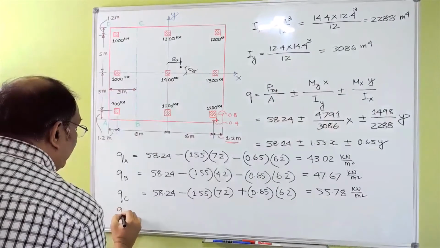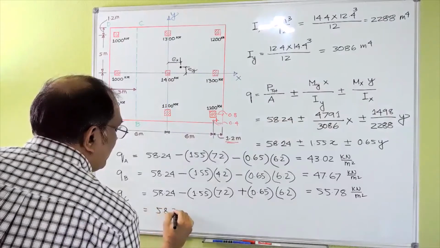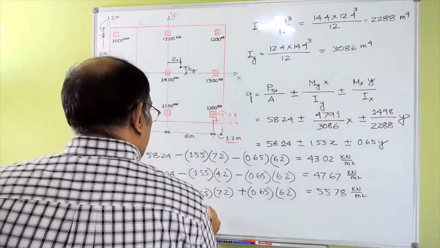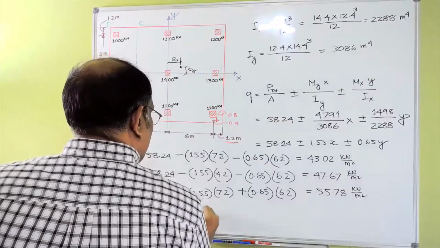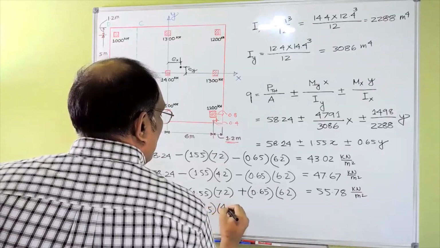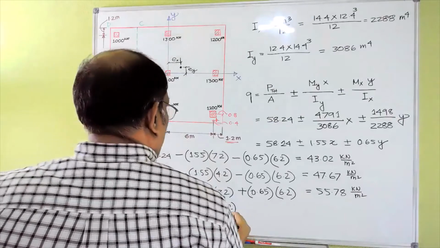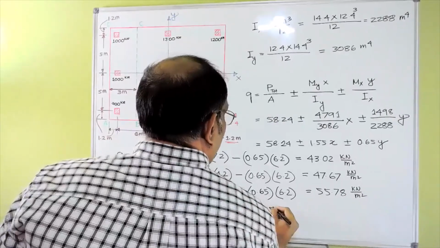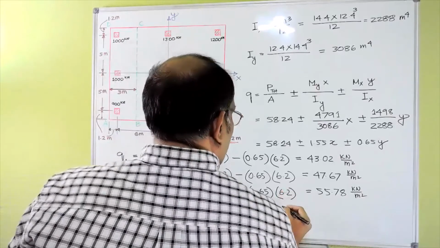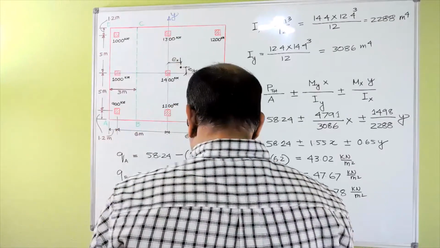And your QD is basically 58.24 minus 1.55 multiplied by 4.2, because for point D the distance from here to here is 4.2, plus 0.65, Y is actually the same, 6.2. So this one is 51.14.